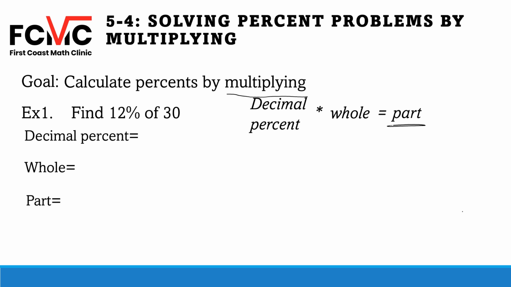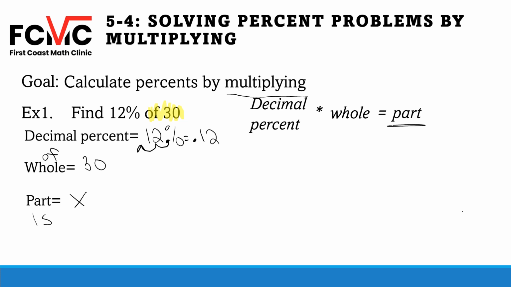To find our decimal percent, we had a previous video where we worked on converting percents to decimals and decimals to percents. Starting with our percent, 12%, our decimal is all the way to the right. To convert from a percent to a decimal, we want to move our decimal 2 places to the left. So this is going to be 0.12. Our whole value is denoted by the word of. So we've got of 30, so whole is going to be 30. Part is denoted by the word is. Well, we have no part, so that's going to be our unknown, x.